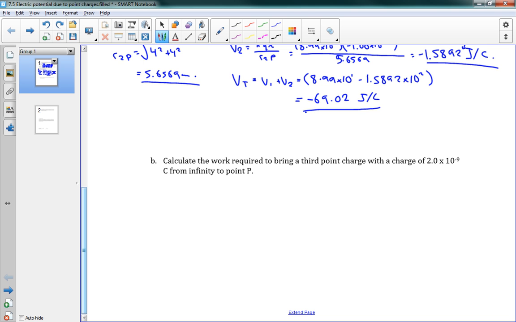So when you're bringing something in from infinity, the total work is going to be the change in energy that's required there. So this is what we have here. Work is equal to the negative change in energy.